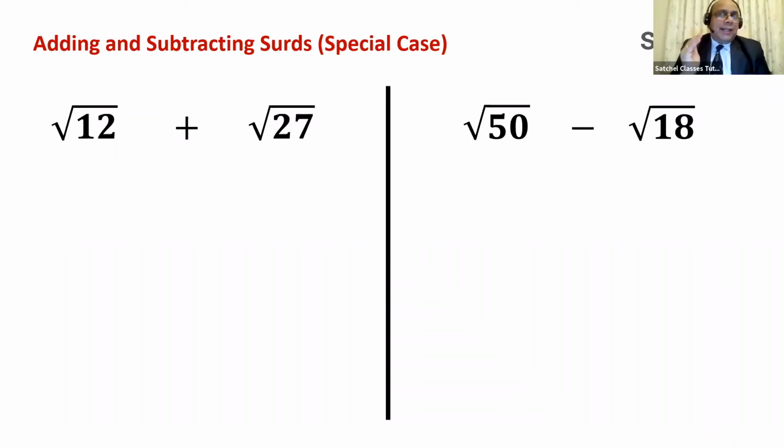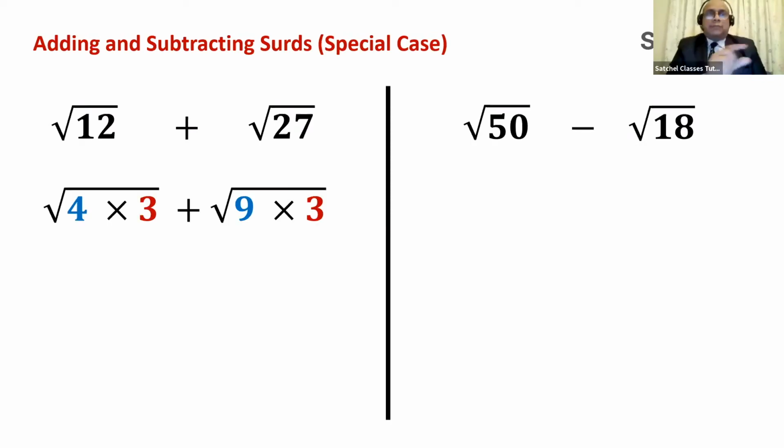Let's simplify the surds. Remember, we learned how to simplify surds. So 12, how can you break it into a square number times some other number? 12 can be broken down as 4 times 3, and 27 can be broken down as 9 times 3. So we can break down square root of 12 as 4 times 3 and 27 as 9 times 3. Square root of 4 is 2 and square root of 9 is 3. So square root of 12 simplifies to 2 root 3 and square root of 27 simplifies to 3 root 3. Now both of them have the same root part, as you can see.